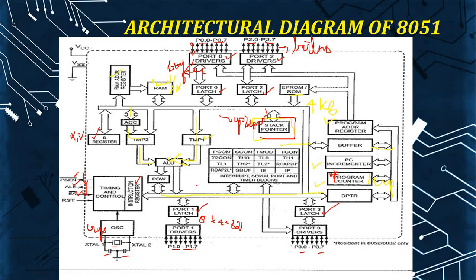And this is the interrupt unit. The interrupt unit has all the special function registers here. The serial port, timer blocks, everything is a special function register. And to run this 8051 we need a VCC pin, which takes a plus 5 volt input voltage, and this is the ground point. Okay, this is the architectural diagram of the 8051.